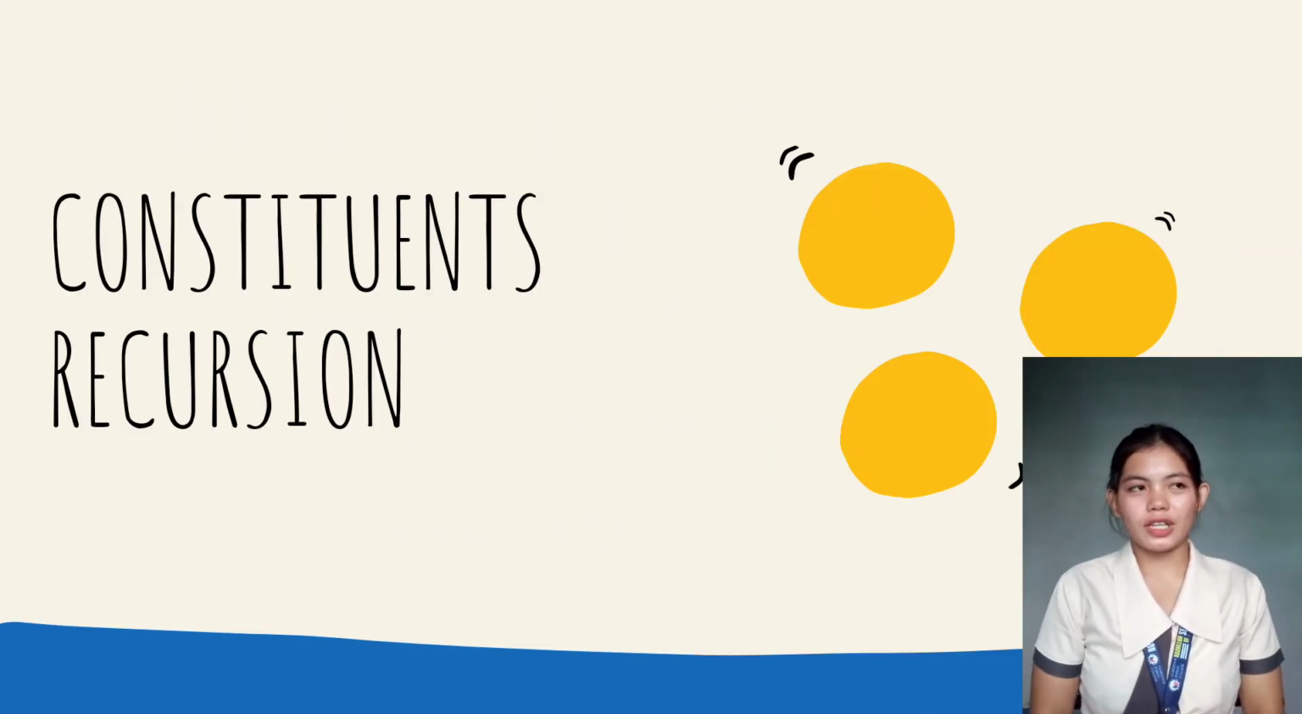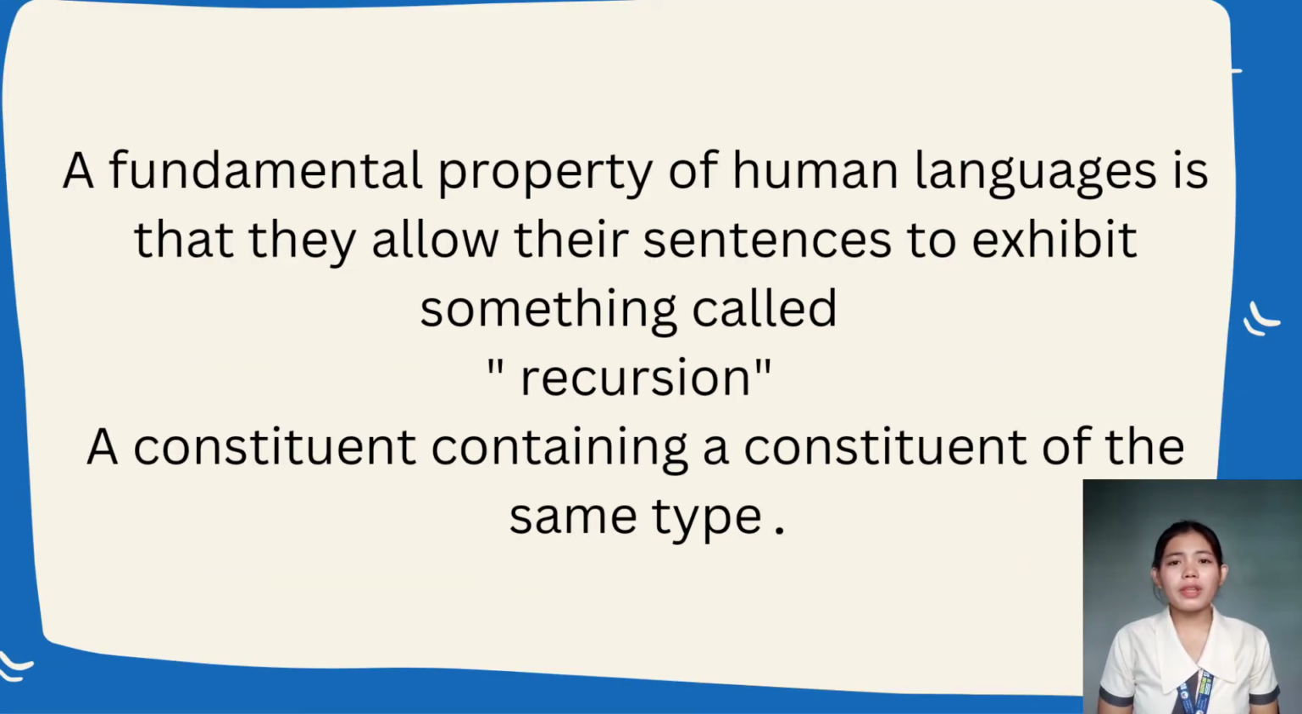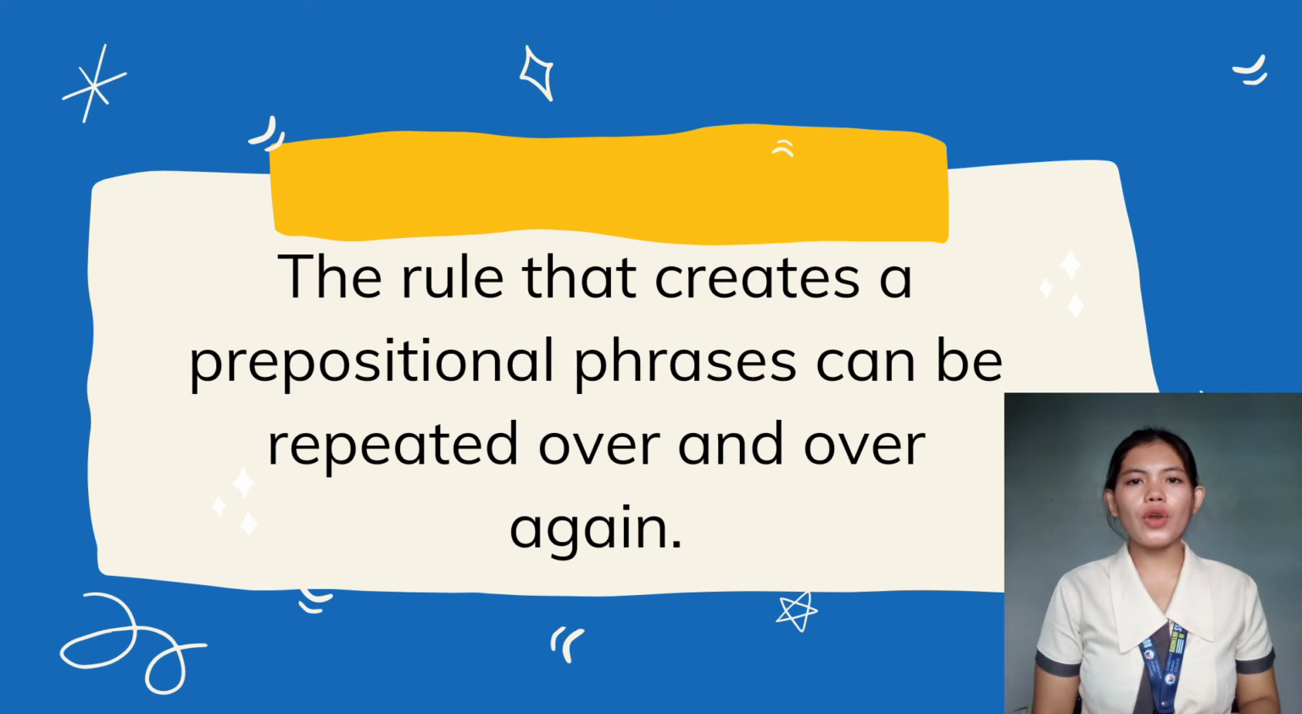Constituent recursion shows how constituents can contain constituents of the same type. A fundamental property of human language is that it allows sentences to exhibit something called recursion: a constituent containing a constituent of the same type. Example: the gun was on the table near the window in the bedroom. The rule that creates a prepositional phrase can be repeated over and over again.